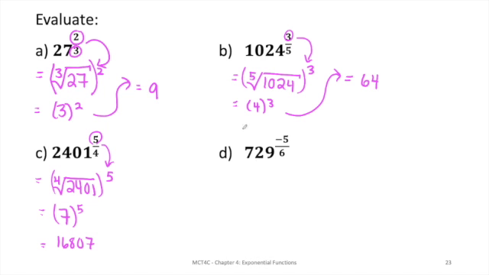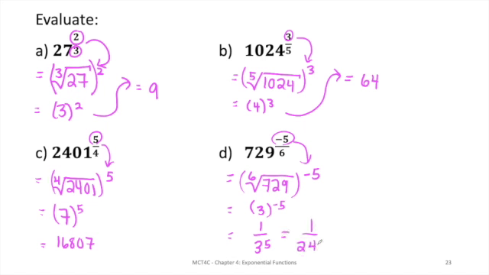Okay, and then this one, keep it the same. So still take the 6th root of 729. Keep the negative with the numerator. What number times itself 6 times is 729? Which is 3 to the negative 5. Well, now you're just working with your negative exponent rule. It's going to be 1 all over 3 to the positive 5, which is 1 all over 243, and you're done evaluating there. Okay, so lots of examples there.